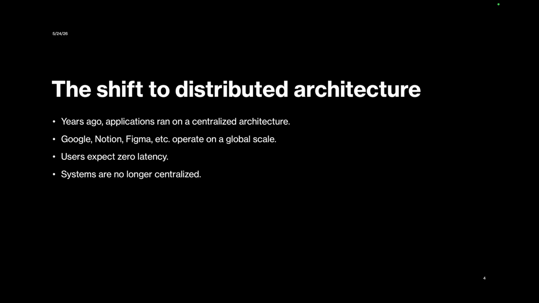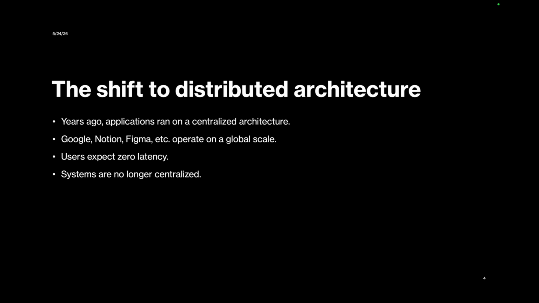The shift to distributed architecture. To understand CRDT, we first need to understand the evolution of the world it was built for. 10 or 15 years ago, most applications ran on a centralized architecture. If you wanted to read or write data, your device talked to one central server. It was simple, and the data was always consistent.